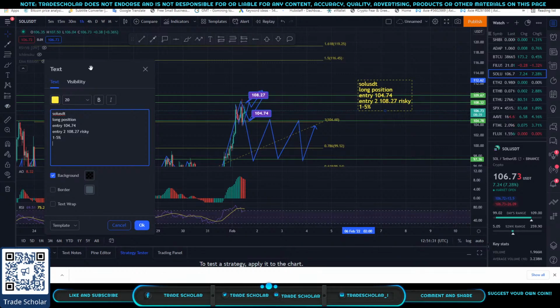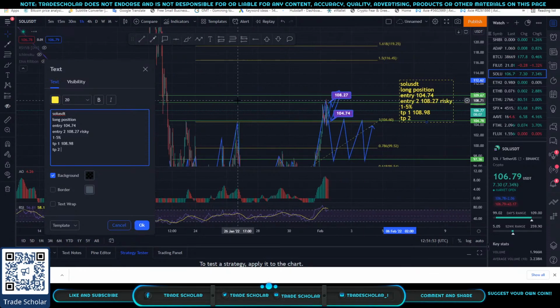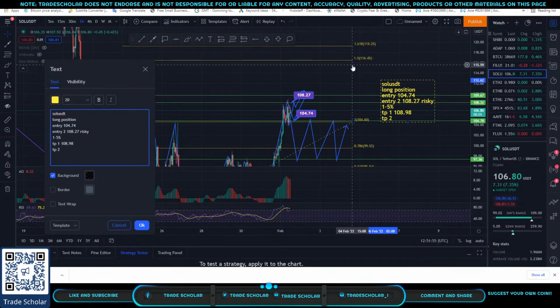Okay, so what do we have here? TP1 will be our first TP, the previous high, 108.98. Okay, TP2 will be, let's hit the 1.5, 116.45. TP3 will be 119.25. Okay, leverage, stop loss and leverage, okay? You must adjust your stop loss based on your leverage.